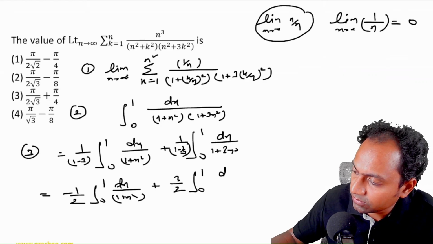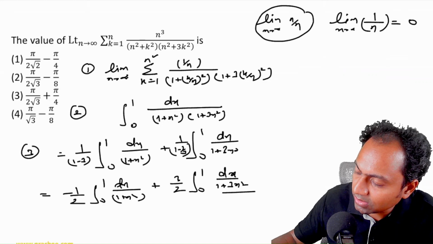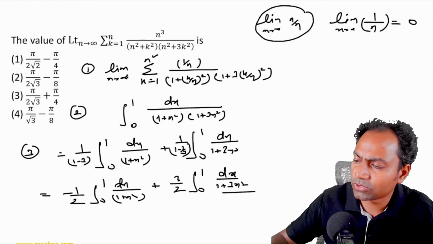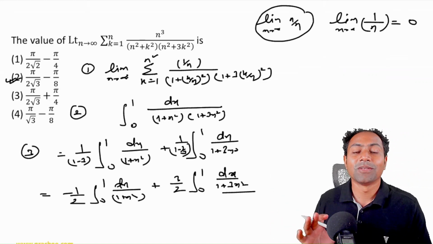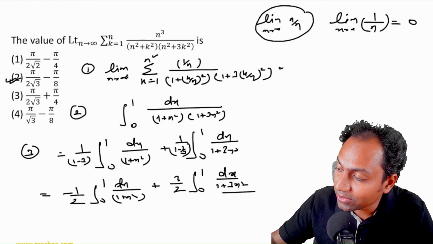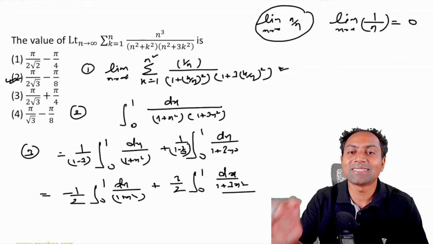Integration from 0 to 1 dx by 1 plus 3x square. Again, very simple to find. And if you do the calculation, you will find option 2 to be correct. Extremely simple question. All you need to do is observe this idea of limit of sum as integral.